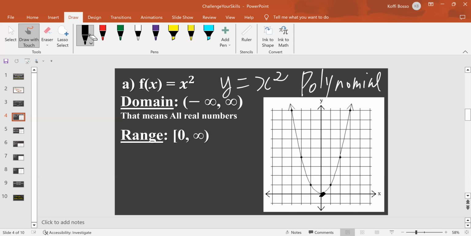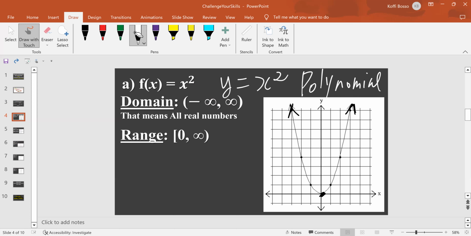The lowest point here has y value 0. And the graph doesn't have an end. The arrow is telling you that it keeps going up. That is the reason we have the interval 0, comma, infinity. 0 is the y value, so the lowest y value of the graph is 0. And the highest y value, we don't know it. It keeps going up. That is infinity.